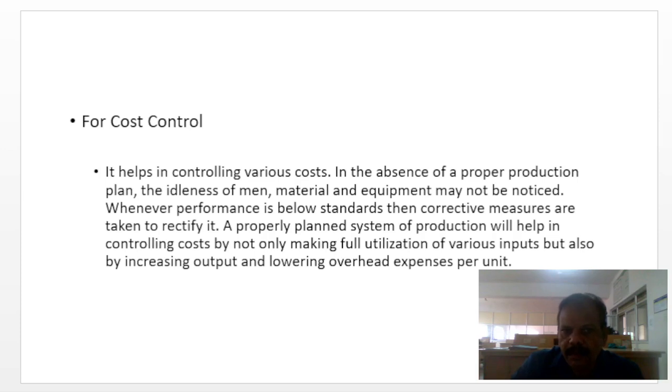It is also helpful for controlling the cost. It helps in controlling various costs, and in the absence of a proper production plan, the idleness of men, material and equipment may not be noticed. So whenever performance is below standards, then corrective measures are to be taken to rectify it. A properly planned system of production will help in controlling cost by not only making full utilization of various inputs, but also by increasing the output and lowering the overhead expenses per unit.